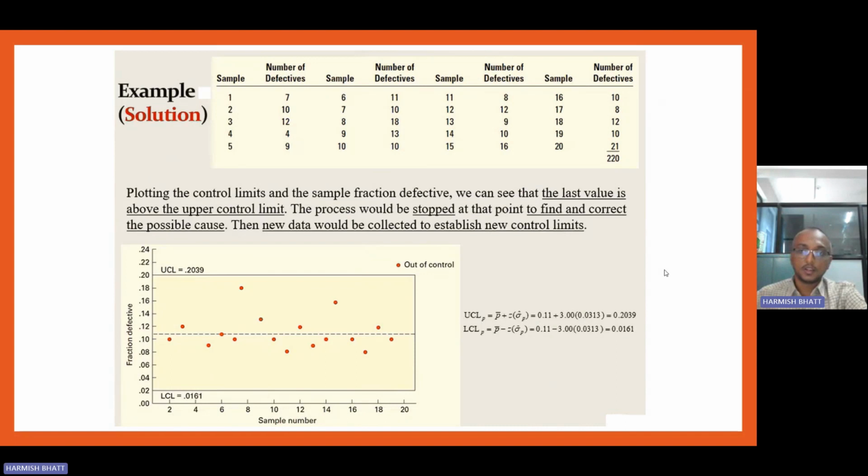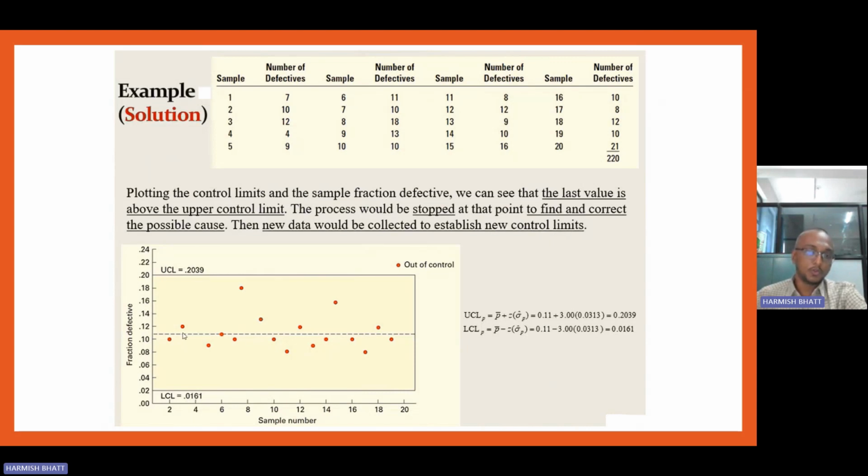In this chart, we have taken the sample numbers on the x-axis and the fraction defective on the y-axis. The LCL has been plotted here at 0.0161, and the UCL at 0.2039. The P bar value we achieved, 0.11, is the mean line, so it has been plotted here at 0.11.